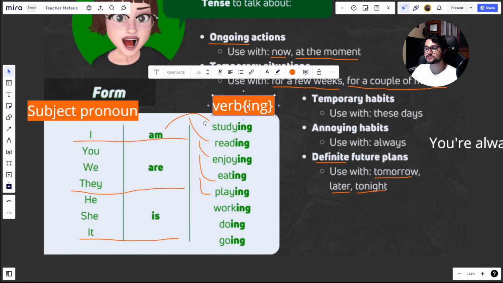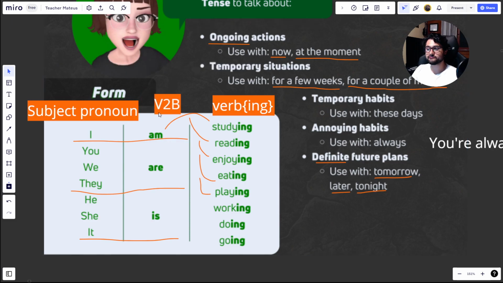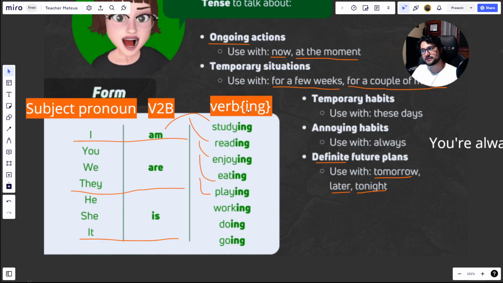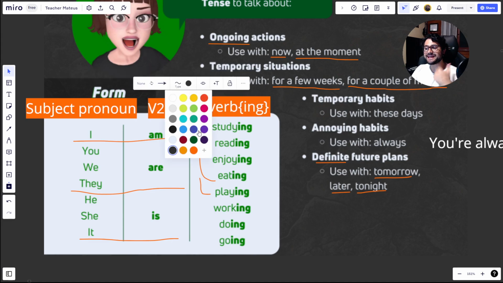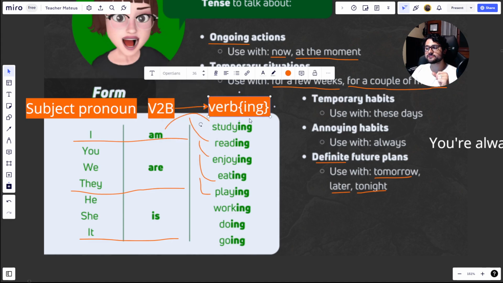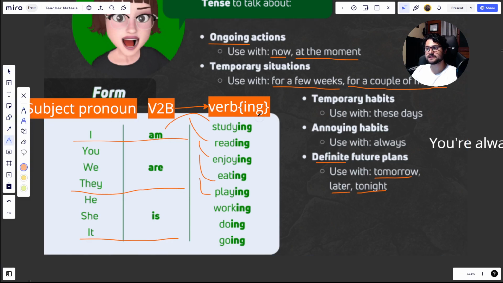So that's the structure of present continuous. We have verb to be. This means verb to be, verb to be. So we have subject pronoun, the verb to be, and then because we have the verb to be and a verb, this verb always, always, always needs to be in the ing. So there we go, verb to be plus the ing.